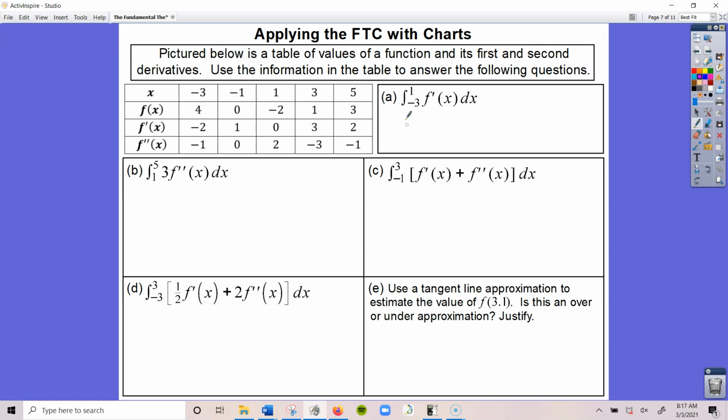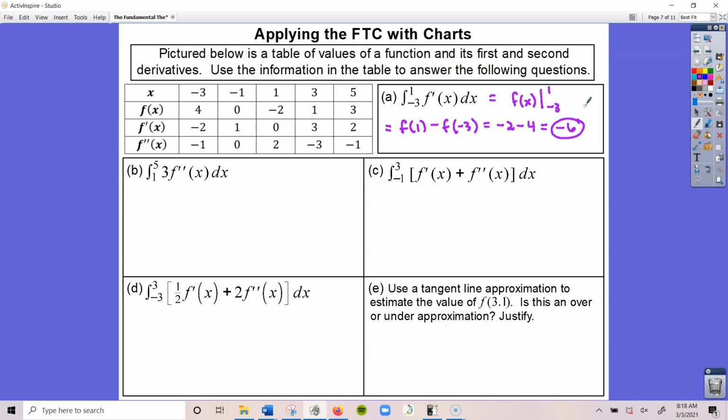Now when you're integrating f prime, what you get is f of x. And then we're applying the FTC from -3 to 1. So this is going to equal f of 1 minus f of -3. And now we just look at the chart for those values. f of 1 is -2 minus f of -3, which is 4. And we end up with a value of -6.